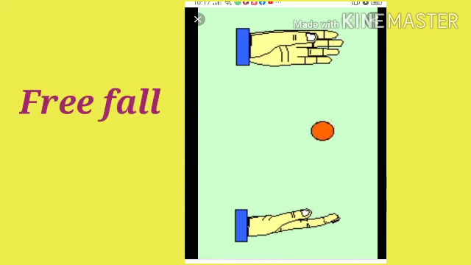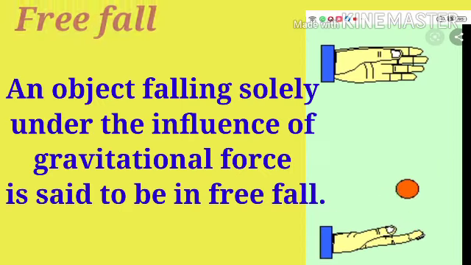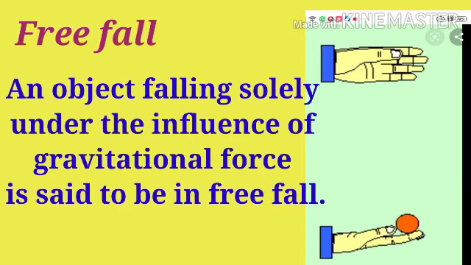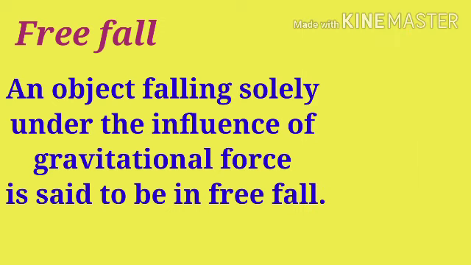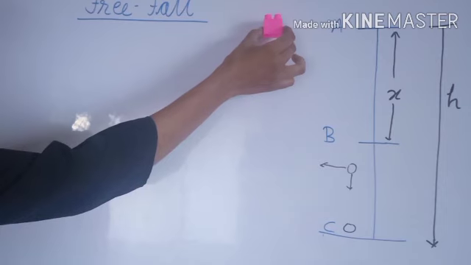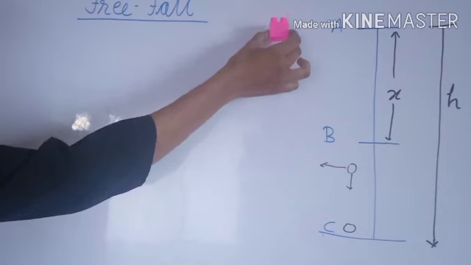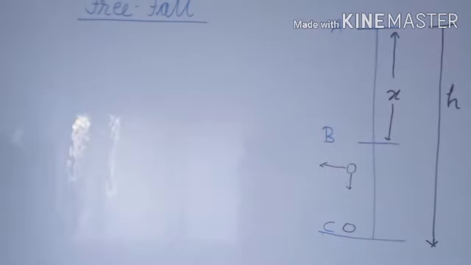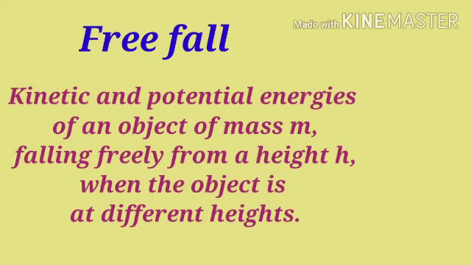If we release an object from a height, it gets pulled towards the earth because of the gravitational force. So, an object falling solely under the influence of gravitational force is said to be in free fall. Suppose an object is released, then what will happen? It will fall freely because of the gravitational force.